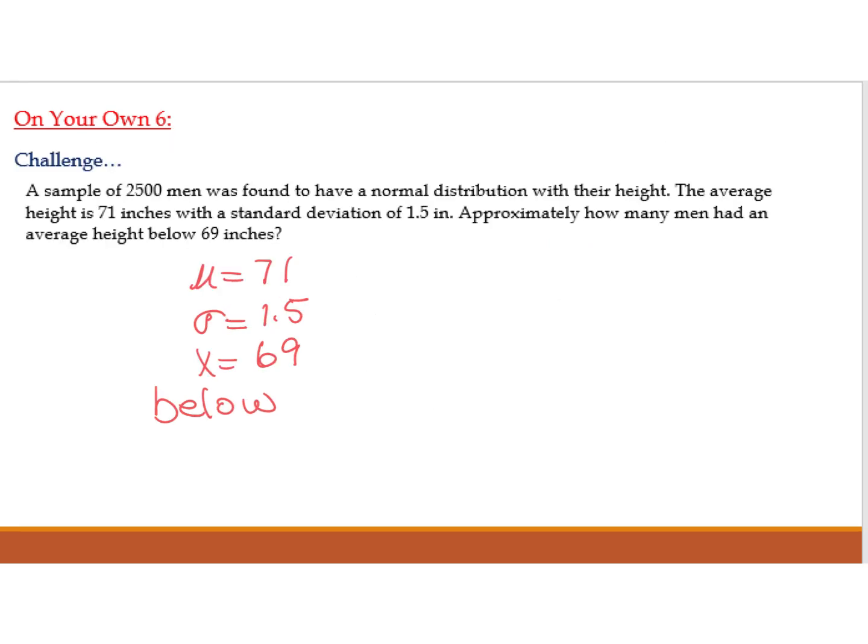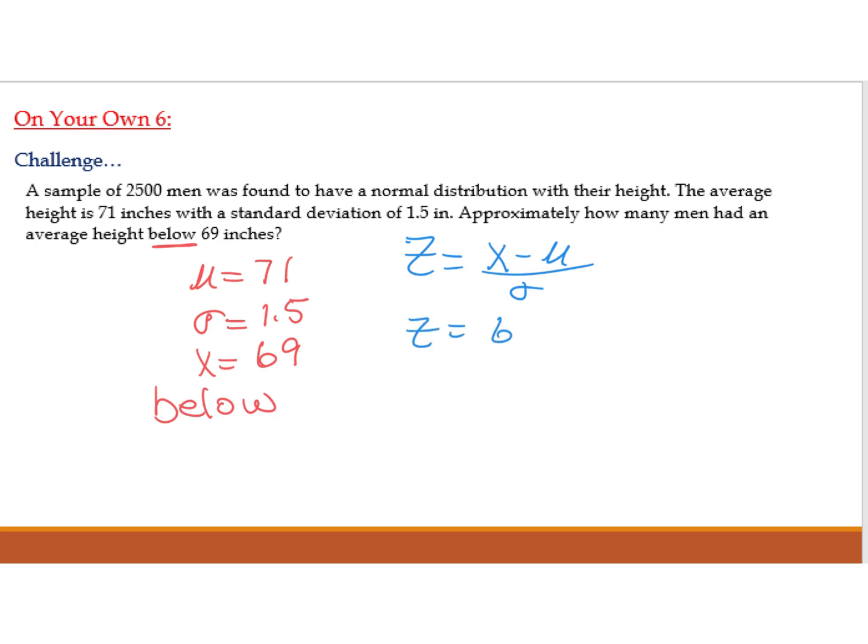All right, in our problem, we have a sample of 2,500 men found to have a normal distribution with their height. The average height is 71 inches with a standard deviation of 1.5 inches. Approximately how many men had an average height below 69 inches? So that word below tells me that I can read directly from that table. So I'm going to find my z-score. I have z is equal to x minus the mean over the standard deviation.